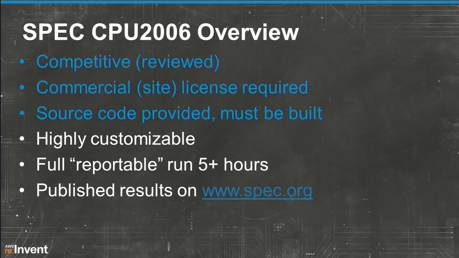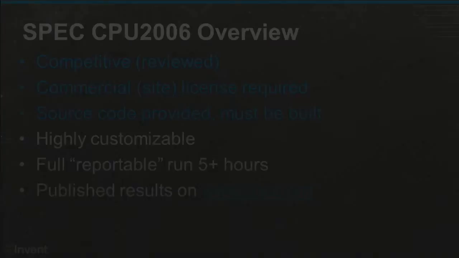It does take quite a long time to run. It's a fixed work, variable time kind of benchmark. And so if you run it in fully reportable mode, depending on how fast the processor is, it can take 5+ hours. 5+ hours for a fully reportable run is a good time. I've seen results longer than 24 hours because it runs a number of tests multiple times and it takes a while. I'm only going to focus on the integer portion.